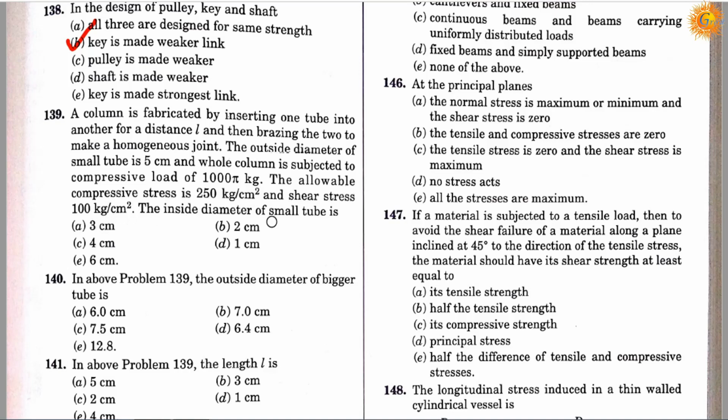The inside diameter of small tube is option A is 3 cm. Option B is 2 cm. Option C is 4 cm. Option D is 1 cm. Option E is 6 cm. Correct answer is A, it will be 3 cm.